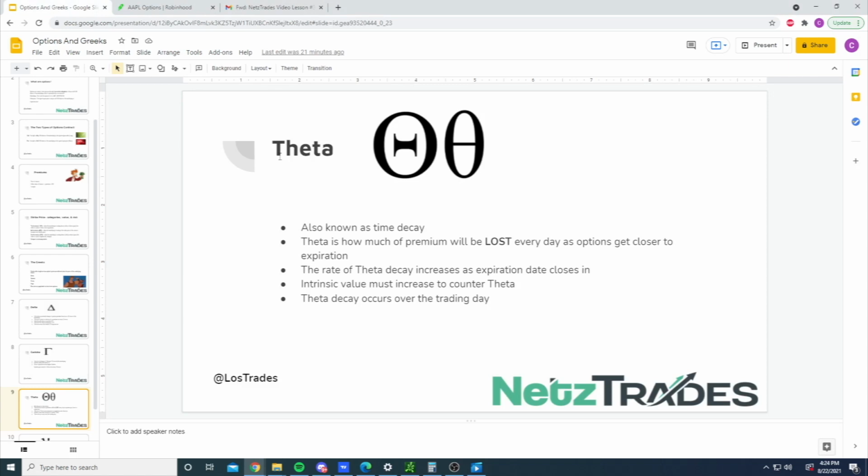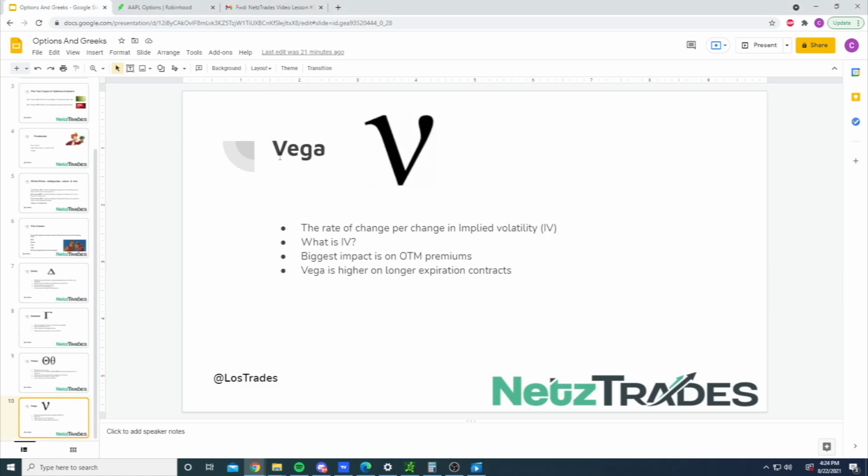And the last Greek here that we have is vega. So vega is the rate of change in implied volatility. So the rate of change per change in implied volatility, which means that every percentage implied volatility goes up or down, vega will be added or subtracted to the contract.